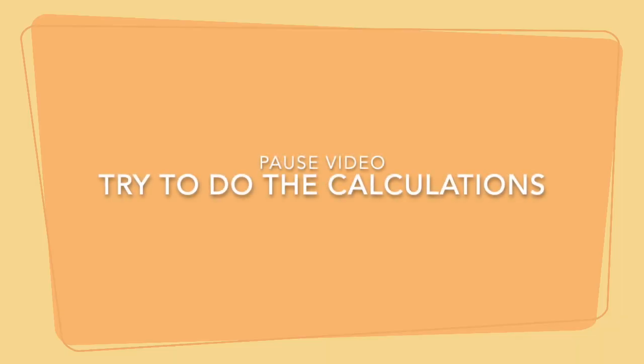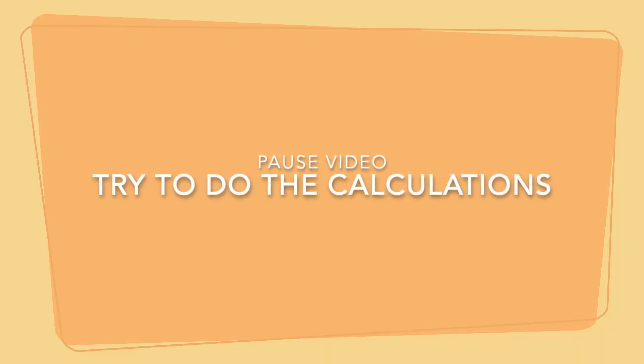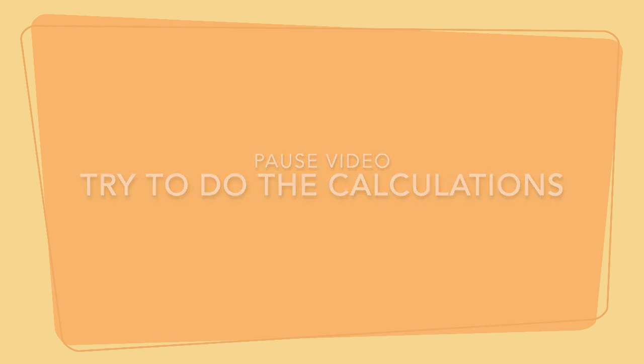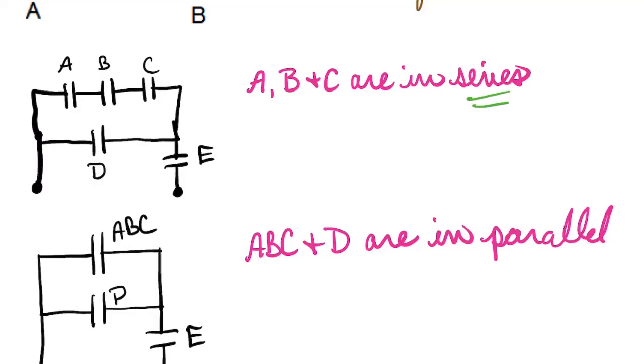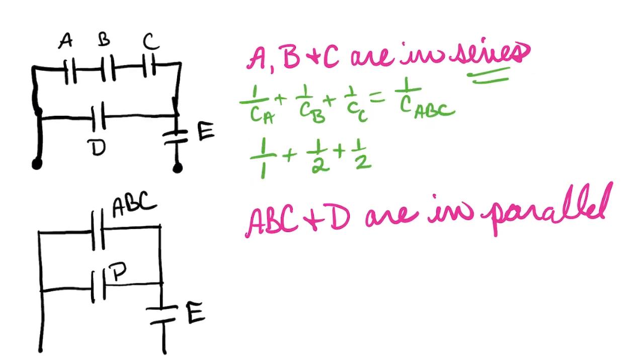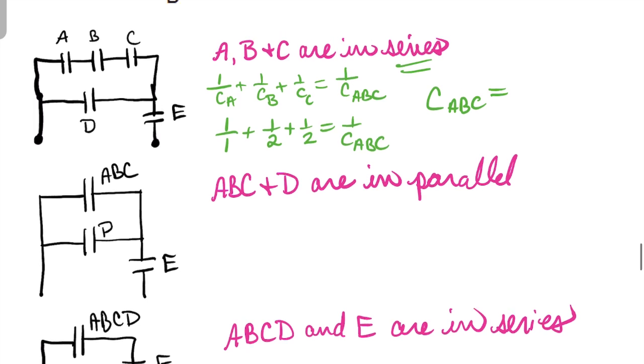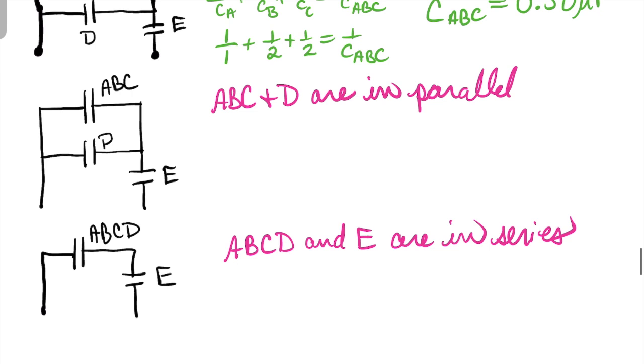Pause the video and use the roadmap that we just laid out to try to calculate the equivalent capacitance on your own. All right, let's go back and look at our roadmap. A, B, and C were in series. My capacitor combining rules say that if I want to combine capacitors that are in series, they add as 1 over. So 1 over CA plus 1 over CB plus 1 over CC equals 1 over the equivalent capacitance of CABC.